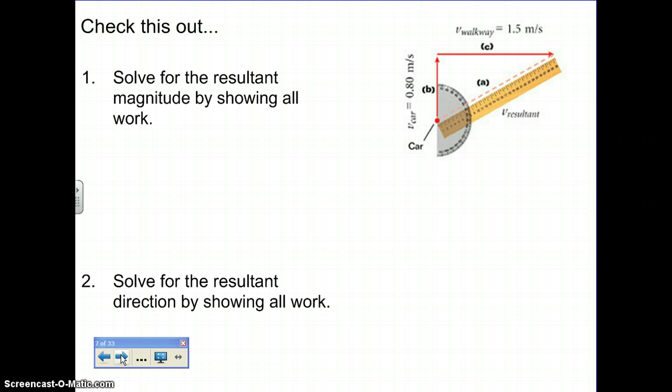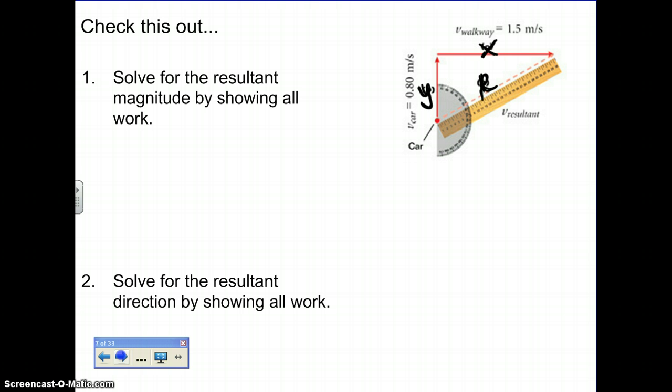Okay, so on this, we want to look at an example here of trying to solve for the magnitude by showing all of your work. We're going to spruce this guy up a little bit. Actually, we're not going to call it any of those things. We're going to call this Y. We're going to call this X. We're going to call this R. And that should make sense why, okay?